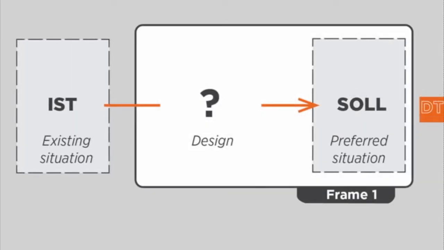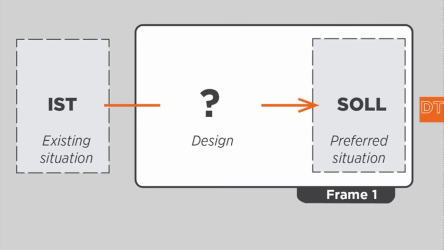Now, the only way to get out of it is by framing the situation. You say, what if we define a specific preferred situation? What if? Because if I do so, I can make a design. There's an existing situation. We agreed on what the preferred situation is within this frame, and I can make a design.